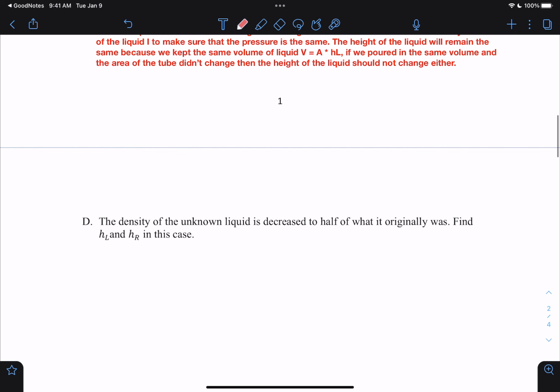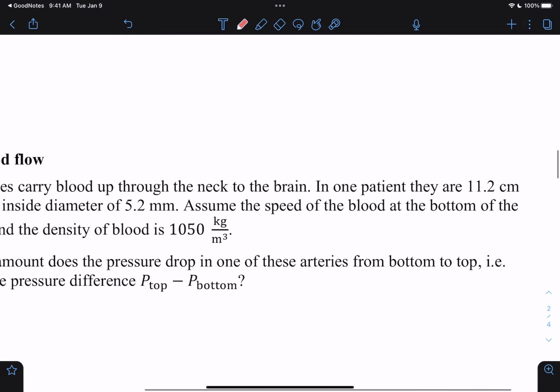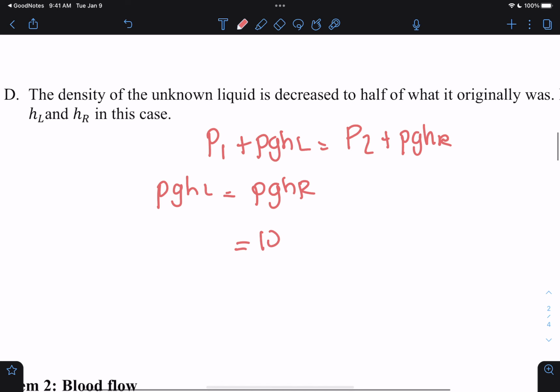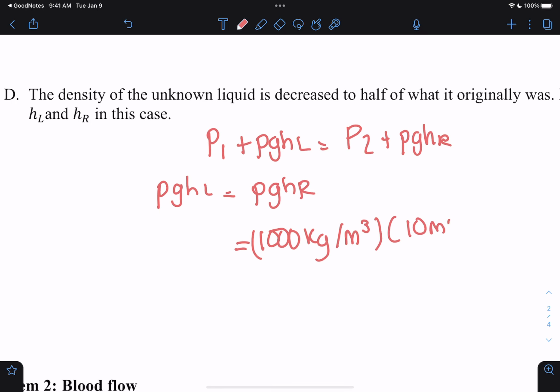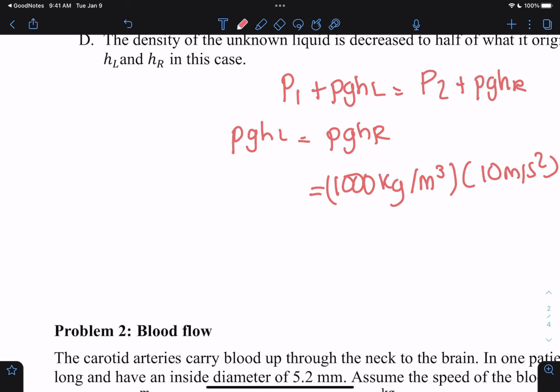So if we had that same equation set up earlier, P1 plus rho g HL is equal to P2 plus rho g HR. P1 and P2 are at the same height, so they should cancel out. Same pressure there. So you're just left with rho g HL is equal to rho g HR. Your density of water is known, right? That was 1,000 kilograms per meter cubed. Gravity is 10 meters per second squared, and now we want to figure out what HR is. Well, we know that HL is going to stay the same because we're putting in the same volume, right? We're just changing up the density.